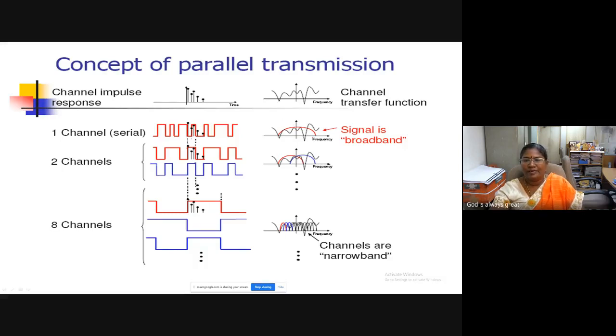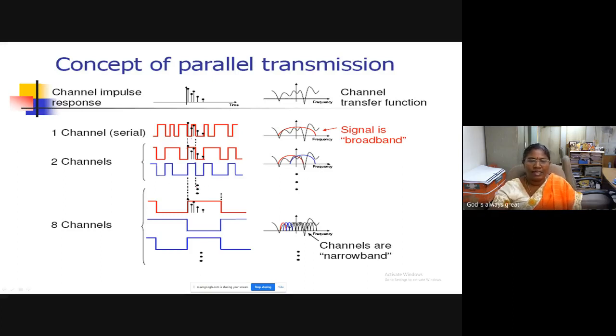Signal will undergo frequency selective fading. So next, I am trying to use two channels. One is red in color, the other is blue in color, two sets of frequencies. You can see that for the red color, the frequency is very close to the bandwidth of the channel, right? And still it is frequency selective fading.